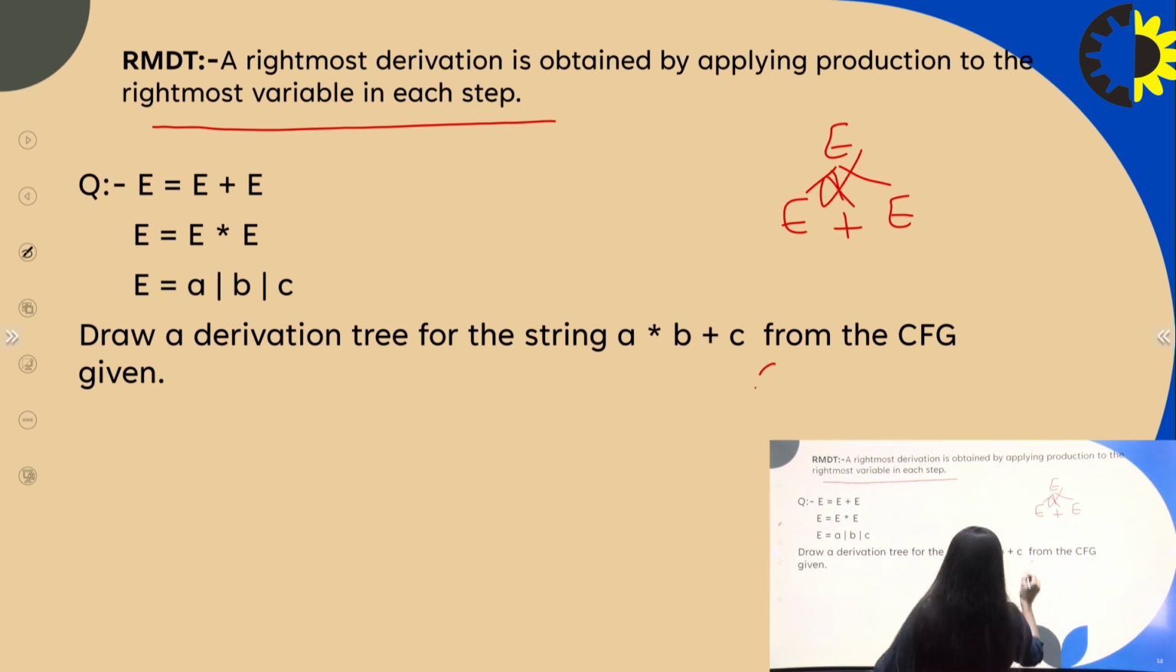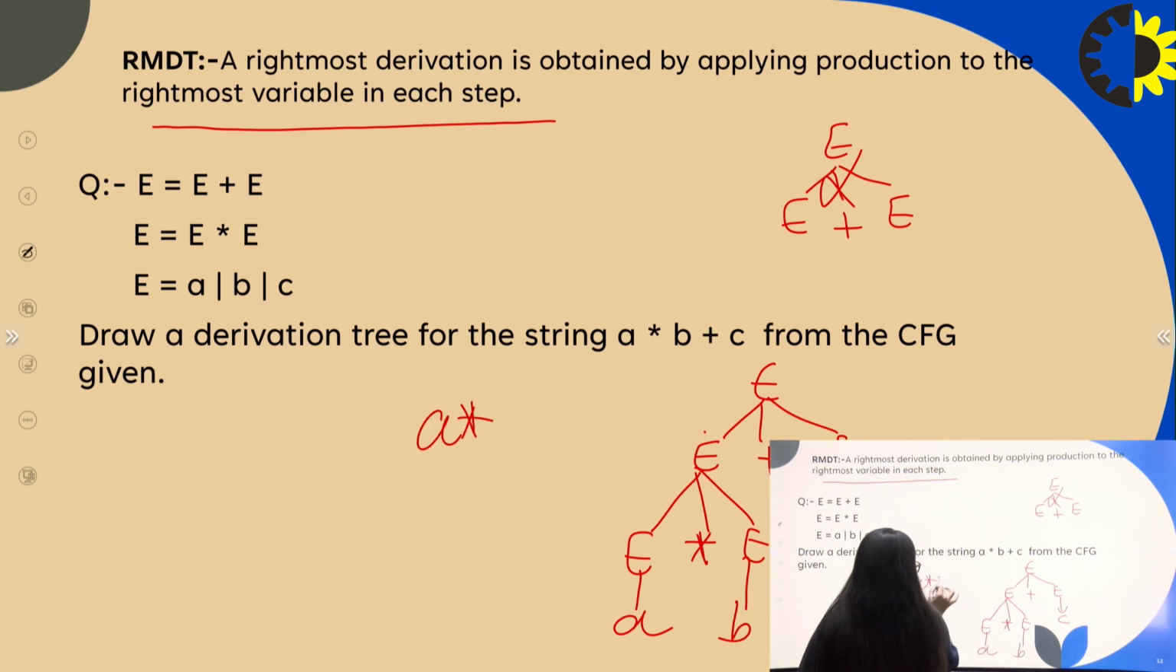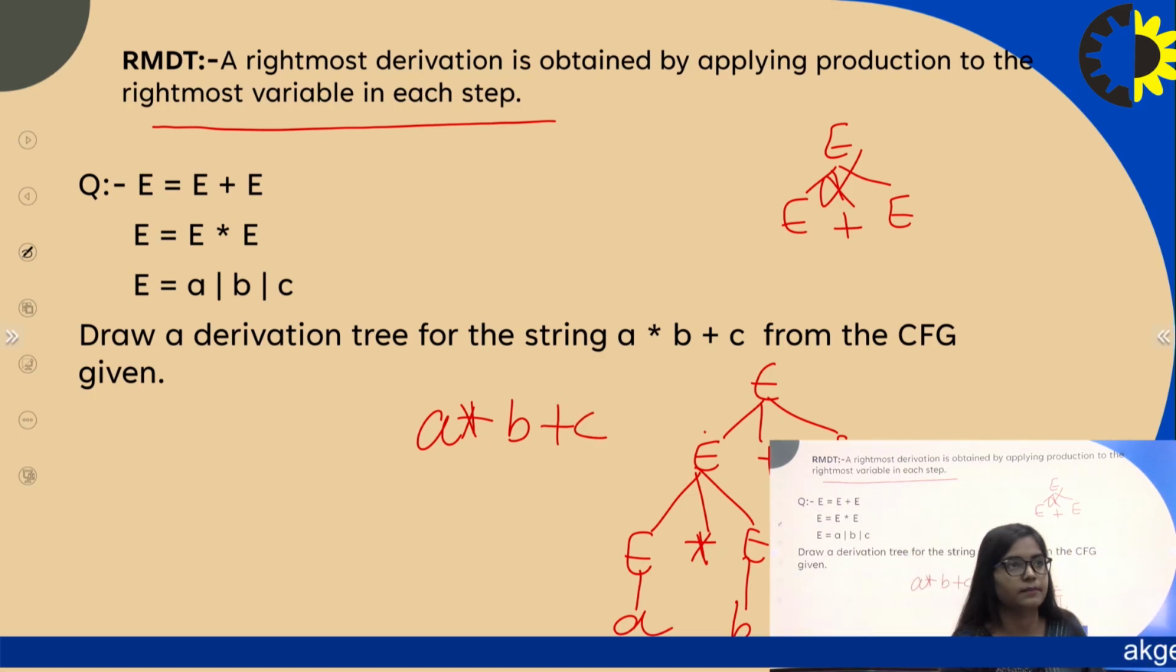Right hand side production, E is replaced by E plus E from the right side. This is a C, and this E is replaced into E into E, E replaced in A, and this replaced in B. The input string is A into B plus C from the right hand side.